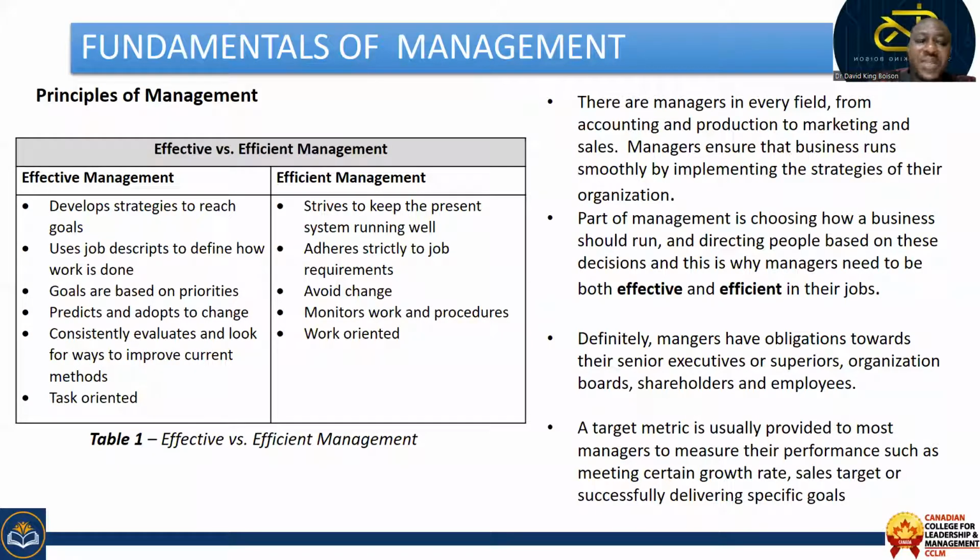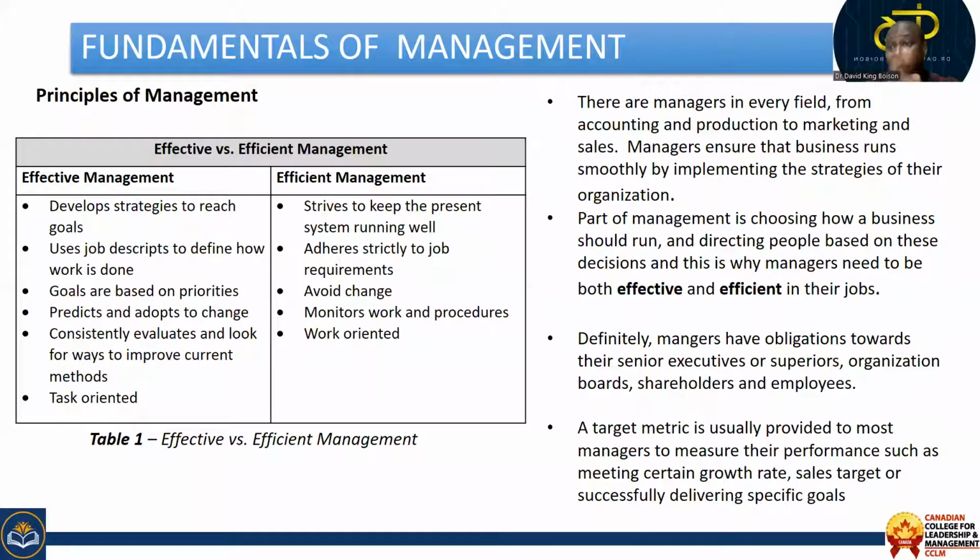Now, effectiveness uses job descriptions to define how work is done. And then efficiency adheres strictly to job requirements. Effectiveness goals are based on priorities. And then efficiency avoids change, because we are focusing on what we've been asked to do, requirements, processes. Effectiveness predicts and adapts to change. Efficiency doesn't. Effectiveness consistently evaluates and looks for ways to improve current methods, but efficiency monitors work and procedures.